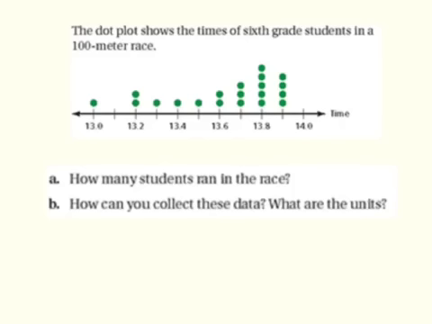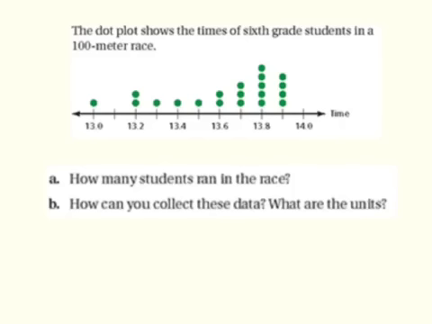How could I have collected this data, and what are the units? Well, one way you might have collected this data is by literally just going to the track with your stopwatch and seeing the times it took everyone. Another way could be asking the track coach, because track coaches usually keep records, right? Different ways we might collect the data. Maybe we would just ask the runners themselves what their times were.